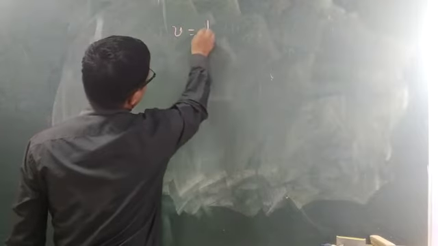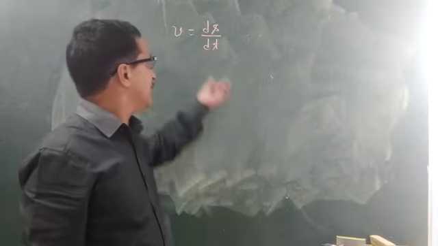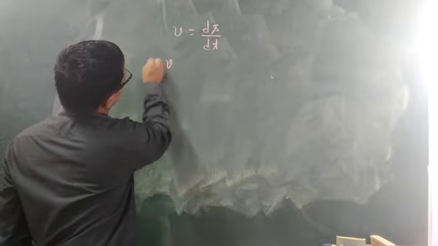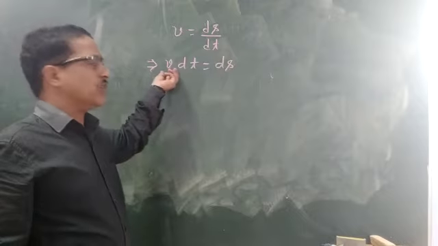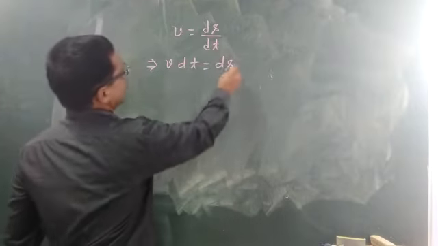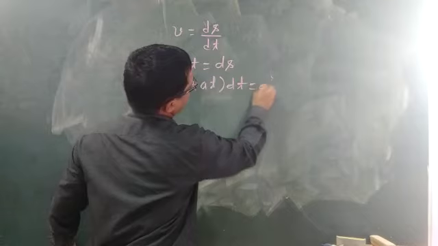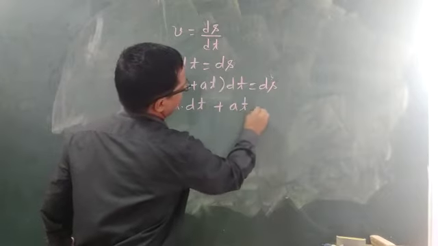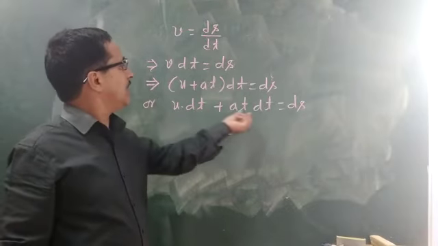To obtain the second equation, we start from v equal to ds upon dt, where ds is the small displacement in the time duration dt. If we cross multiply it, we get v dt is equal to ds. Now from the first equation of motion, v is equal to u plus at. So this equation becomes (u plus at) dt equal to ds, or u dt plus at dt equal to ds. In this equation, the variables are t and s.